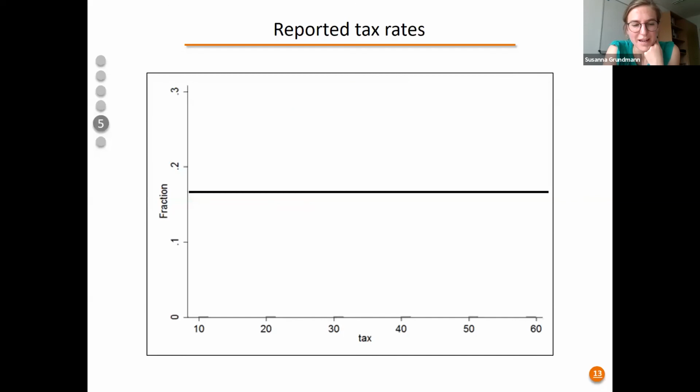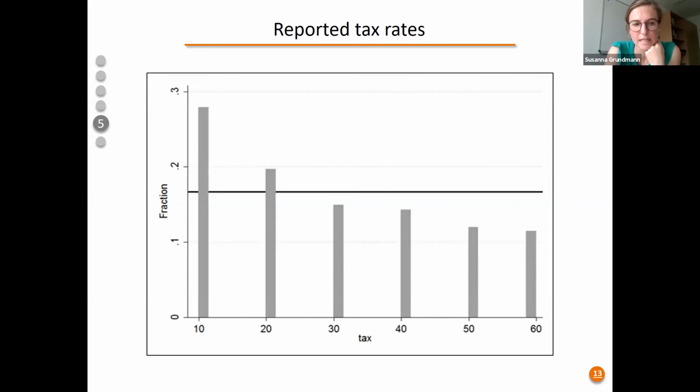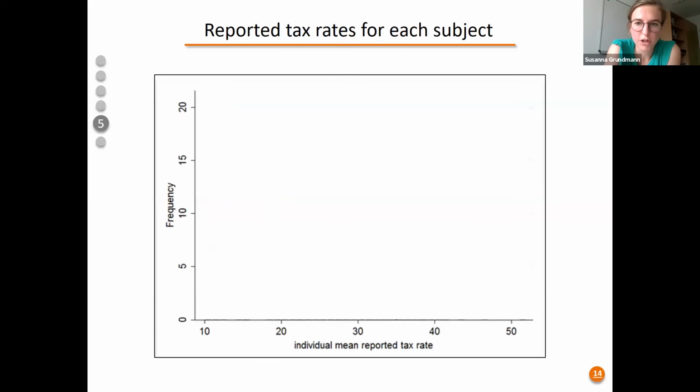Right, so before I go into any treatment effects, I just want to give you a quick overview of the reported tax rates. So here we can see the fraction of reported tax rates, and we can see that lower tax rates were reported more often than higher tax rates. So people seem to have cheated and reported the lowest tax rate of 10%, but also 20%, more often than would be statistically expected. And higher tax rates are reported less often than statistically expected. But still there is a certain level of honesty here. And this is also true looking at the mean reported tax rate for each subject. So the individual mean reported tax rate over our 16 rounds.